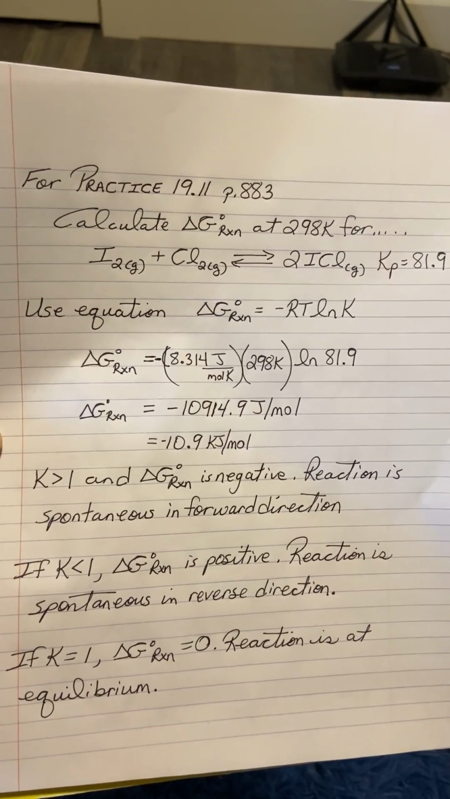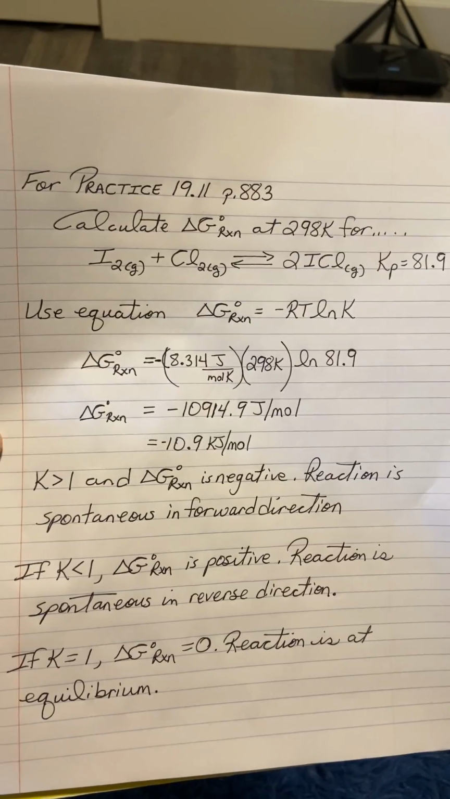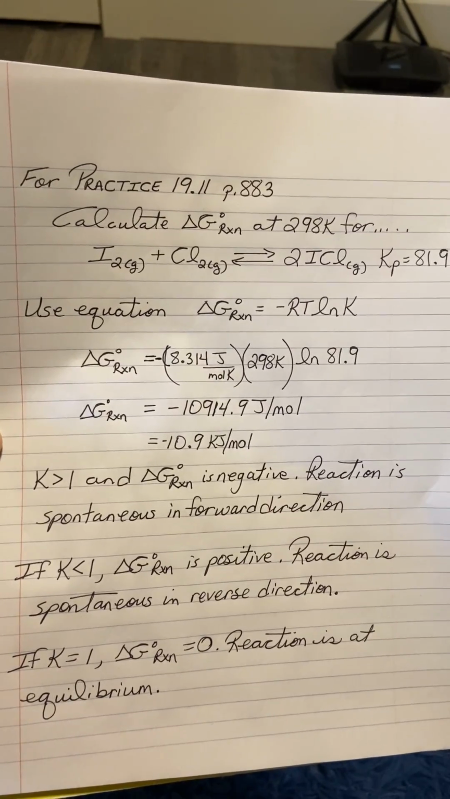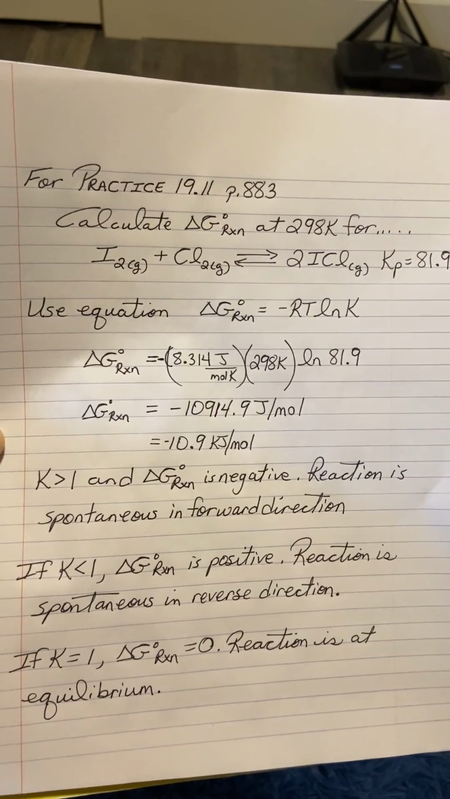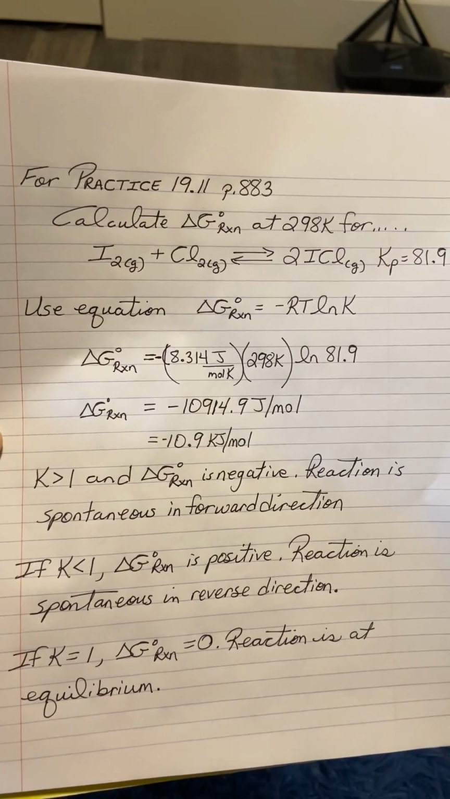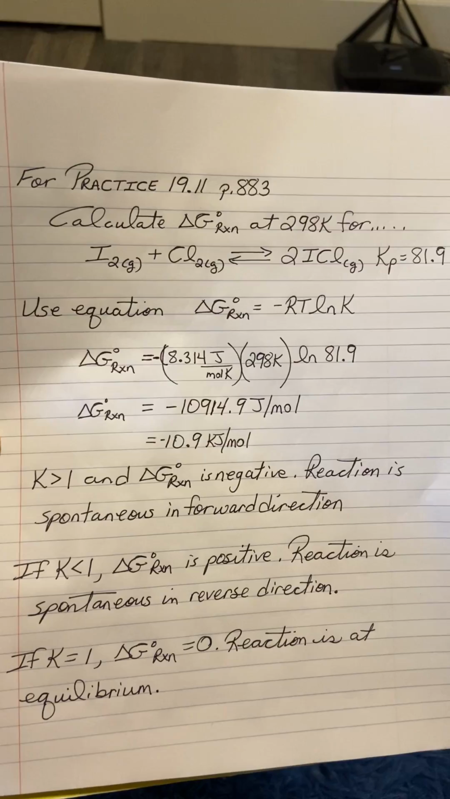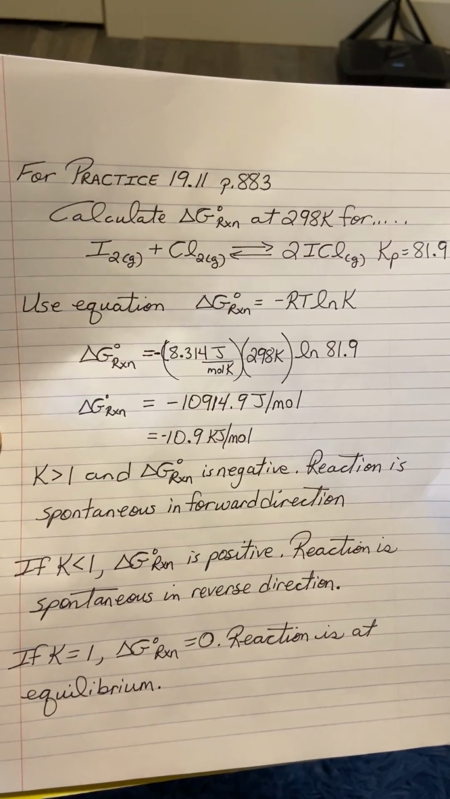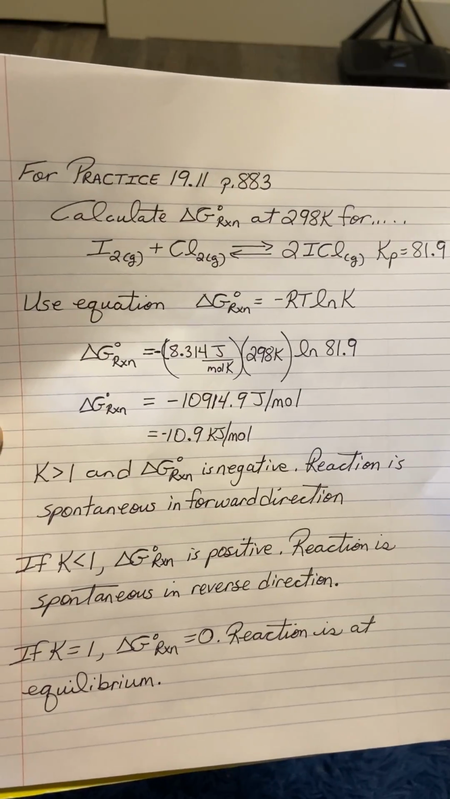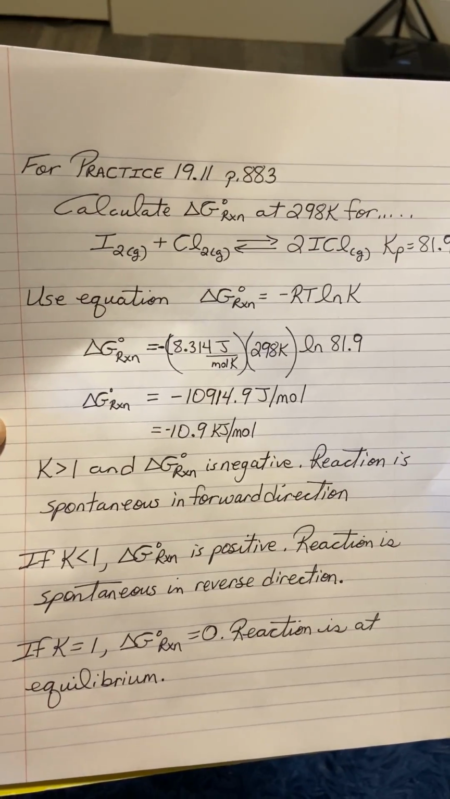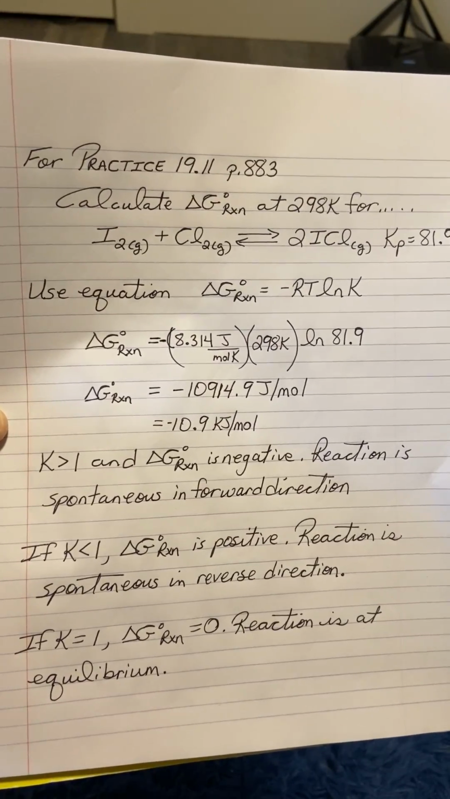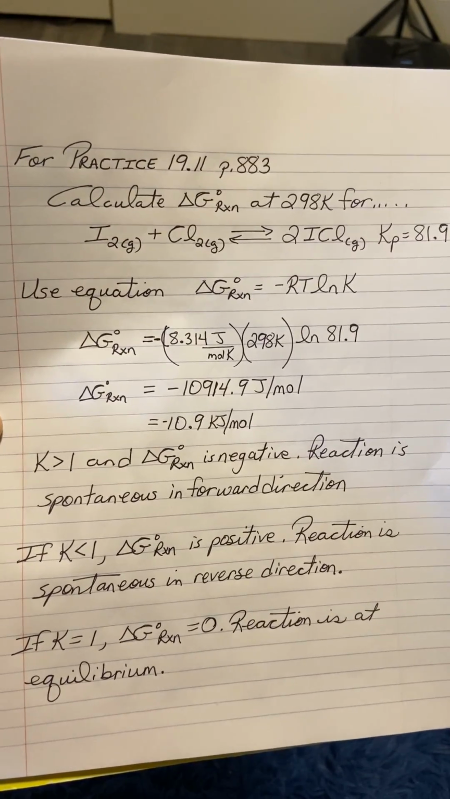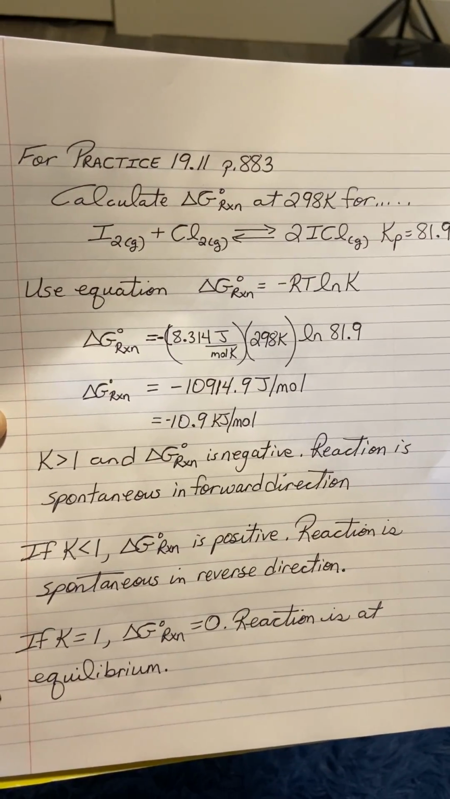Now, if, for example, your K was less than 1, then your delta G would be positive, and that would mean that the reaction is only spontaneous in the reverse direction. And then when K is equal to 1, we know we're at equilibrium. Delta G is going to automatically be 0 when K equals 1 at equilibrium.